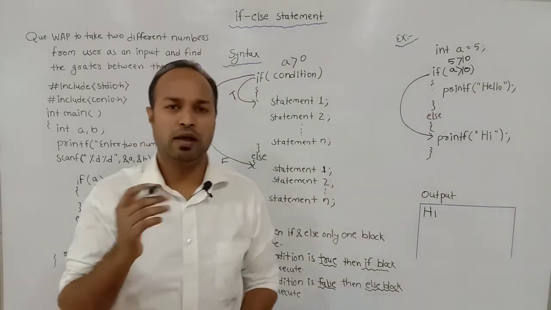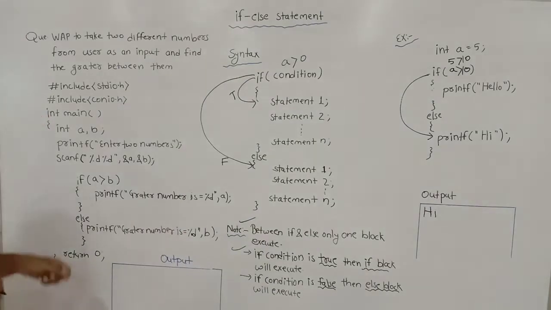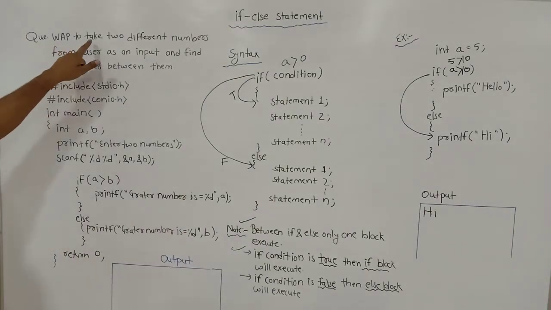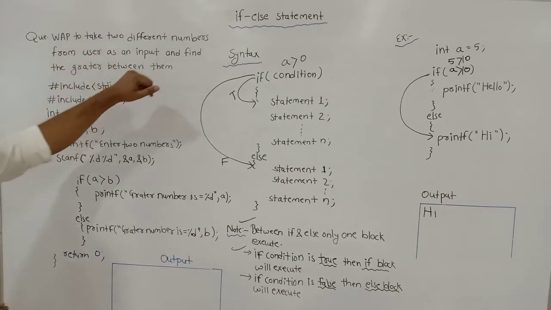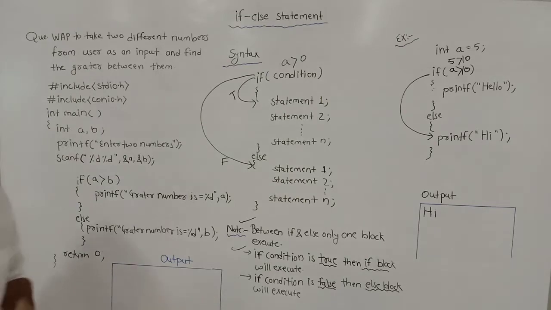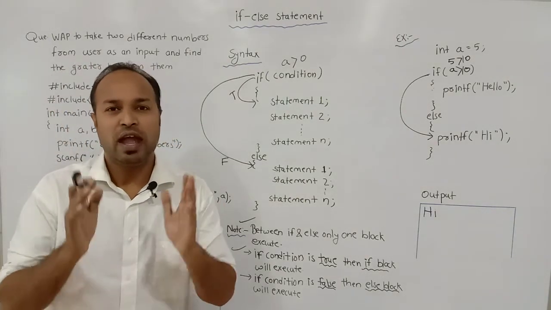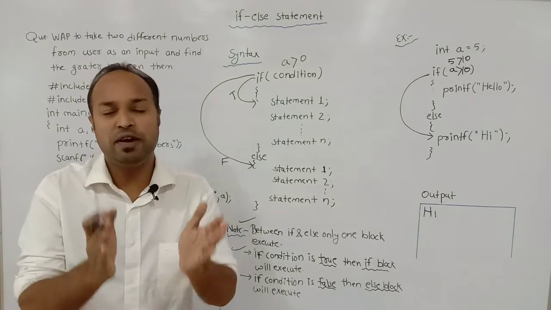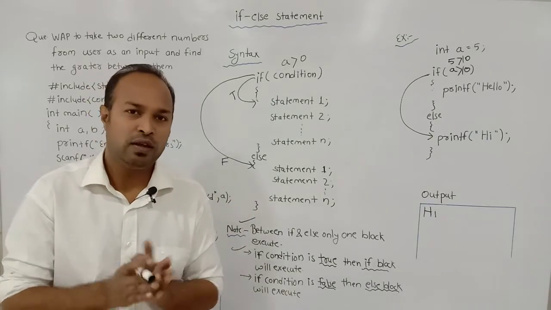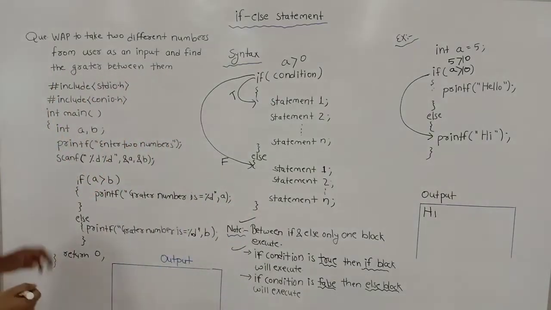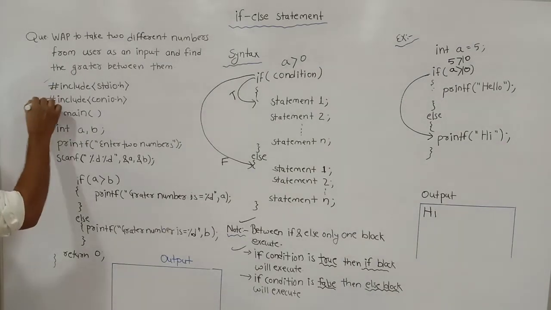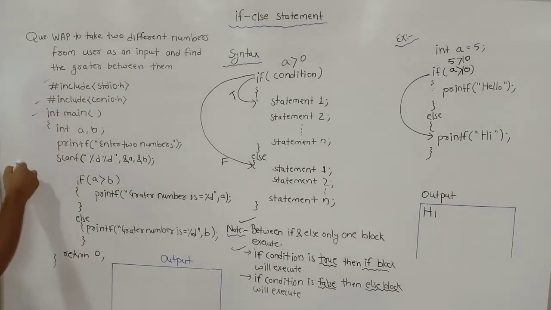Now check one program. Write a program to take two different numbers from the user as input and find the greater between them. In this program we will take two numbers from the user, compare both numbers and print the greater of the two. First of all we will write the header file. Here we have included the header file. Our main program starts here.